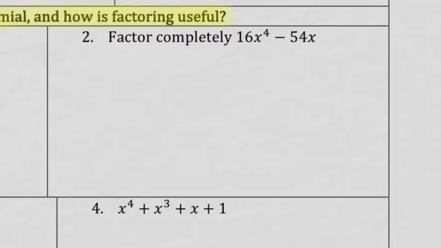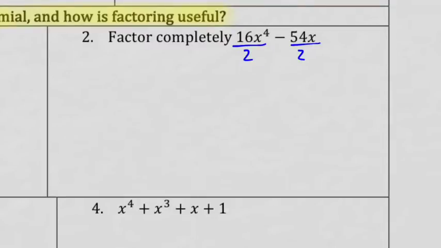16x to the fourth minus 54x. First, factor out the GCF. Think 16 and 54. What do they have in common? Let's try 16. No, 16 doesn't go into 54. 8 doesn't go into 54. 4. No, 4 doesn't go into 54. The only thing I can think of is 2. Let's factor out 2. Divided by 2, divided by 2.